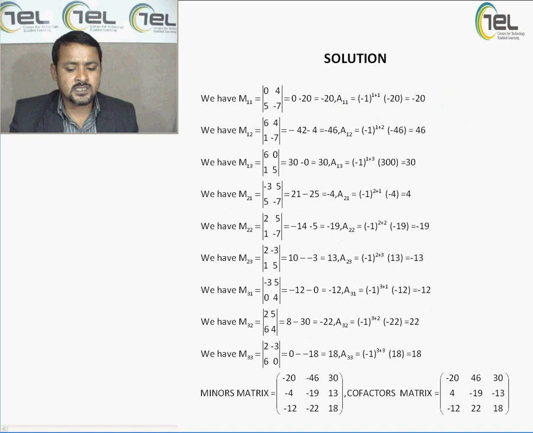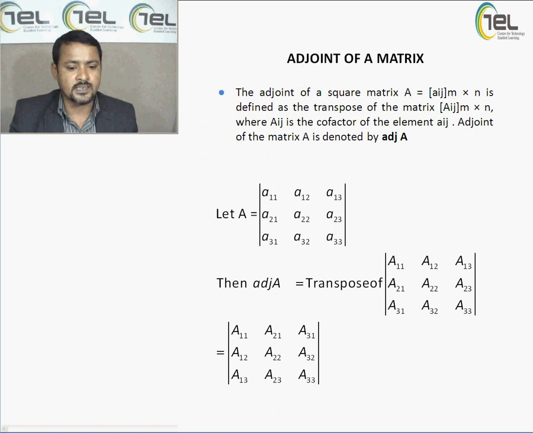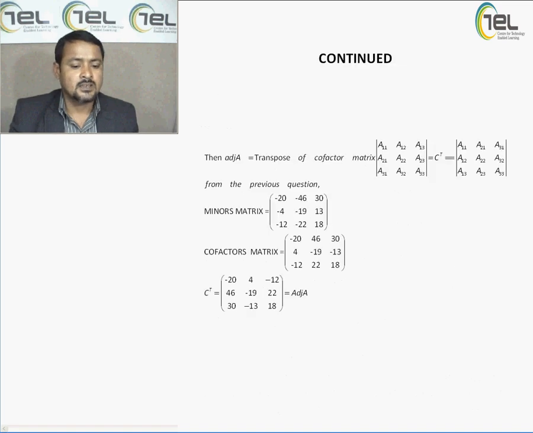Like in the previous example, we have calculated the cofactor matrix. See from here that minus 20, 46 and 30, 4, minus 19 and minus 13, minus 12, 22 and 18. We write that here as the cofactor matrix. Then we find the adjoint A by interchanging the rows to be columns, minus 20, 46 and 30, which is the first row in the cofactor matrix. It becomes the first column in the C transpose.